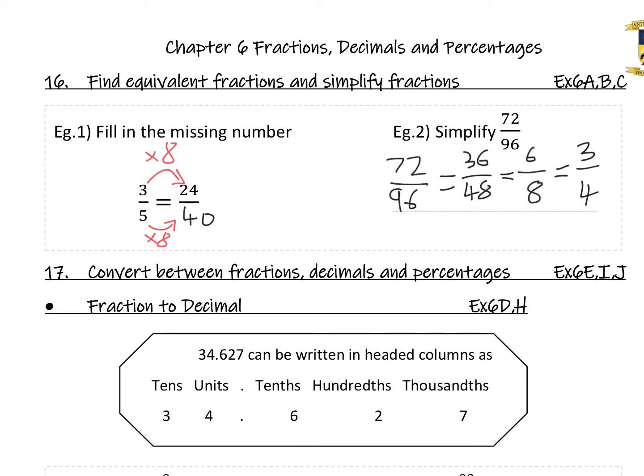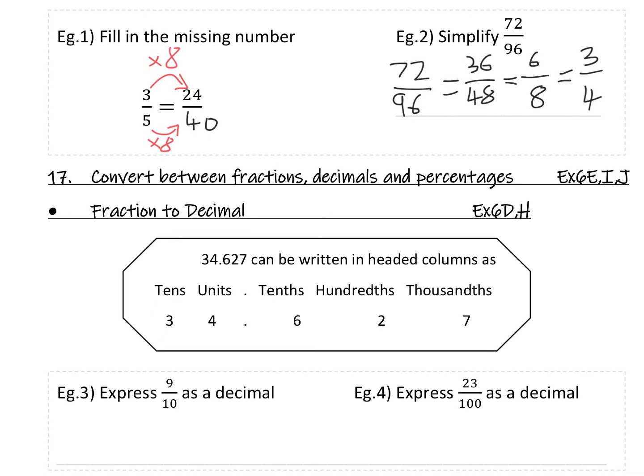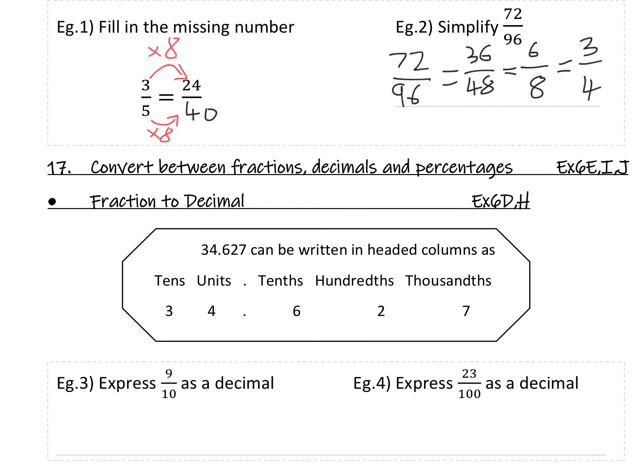34.627 can be written in headed columns as the 3 is in the tens column, the 4 is in the units column, the 6 is in the tenths, 2 is in the hundredths, and 7 is in the thousandths. It's just useful to state that because you can then know what that actual 7 means when you write it down as a decimal. Pause the video and have a go at examples 3 and 4.